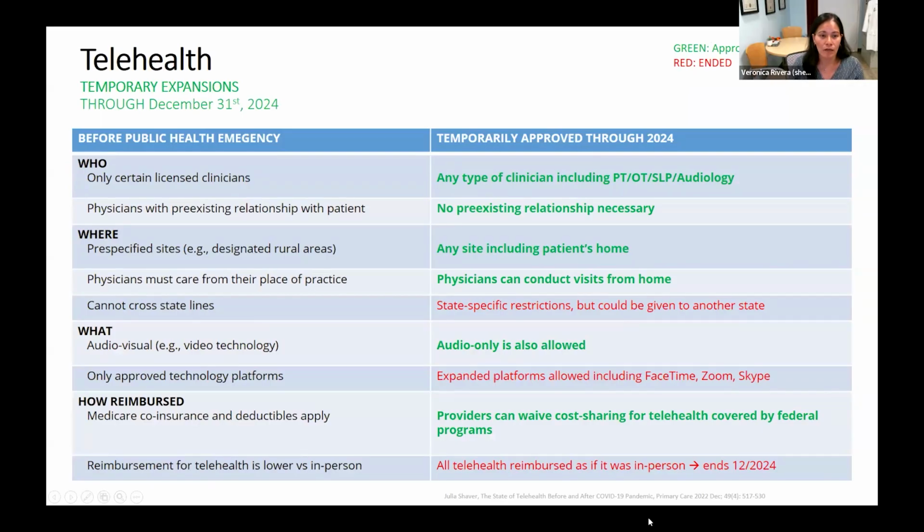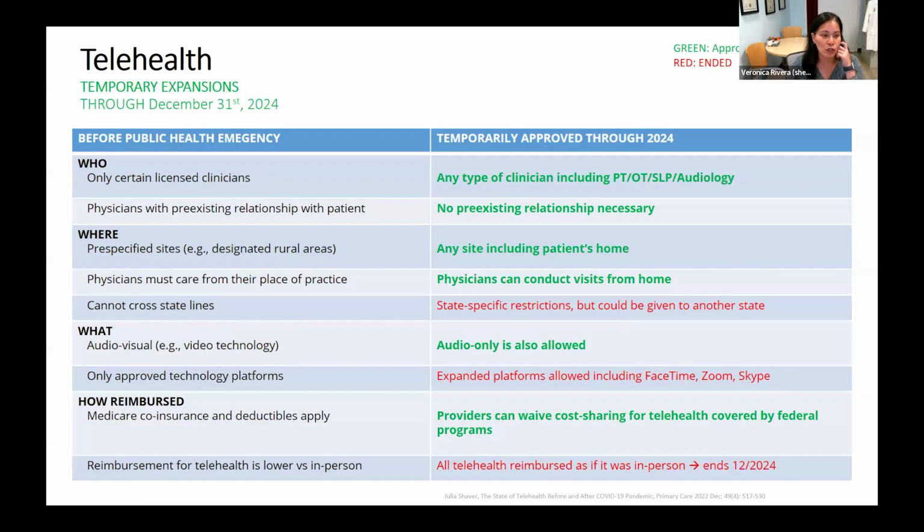This is a little bit of a busy slide, but I just wanted to show a little more context of some of the changes that happened because of the pandemic and these expansions. For example, initially only certain clinicians were allowed to do telehealth, and now any type of clinician, including physical therapists, occupational therapists, and audiology, for example, is allowed to do telehealth. There is no requirement to have a pre-existing relationship with a patient. In terms of location, visits can happen at any location, including a patient's home.